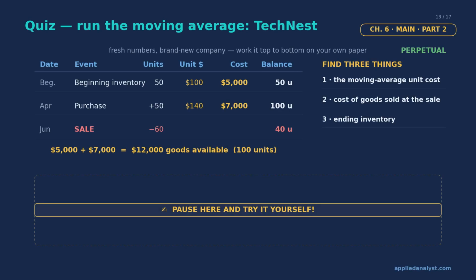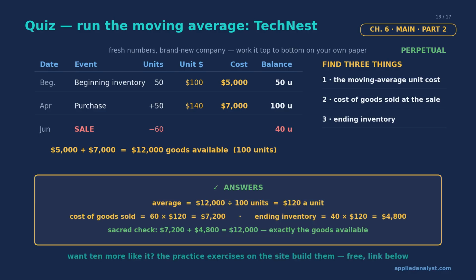Your turn. Pause the video and actually run this one on that paper in front of you. Fresh numbers, brand new company, TechNest. Beginning inventory, 50 units at $100. In April, buy 50 more at $140. Then in June, sell 60 units. I want 3 things from you, in order. 1. The moving average unit cost at the June sale. 2. Cost of goods sold for that sale. 3. Ending inventory. Work it top to bottom, then hit play.